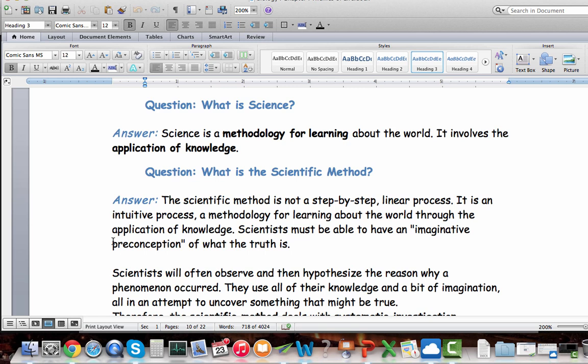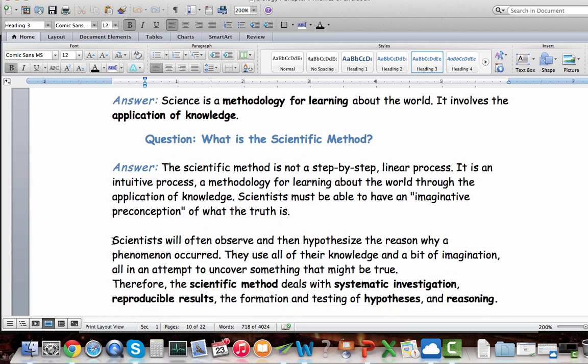Question. What is science? Answer. Science is a method for learning about the world. It involves the application of knowledge.